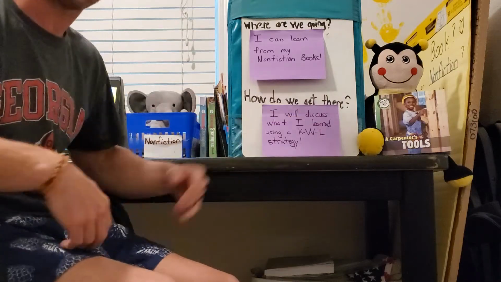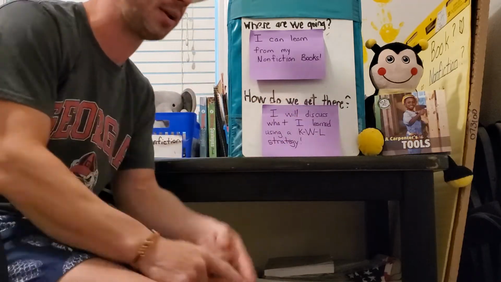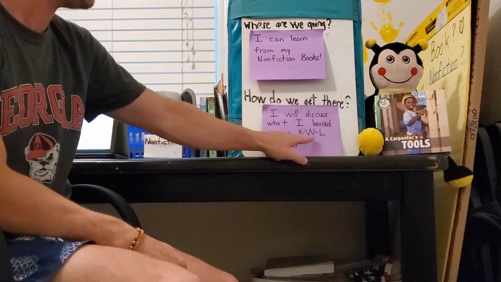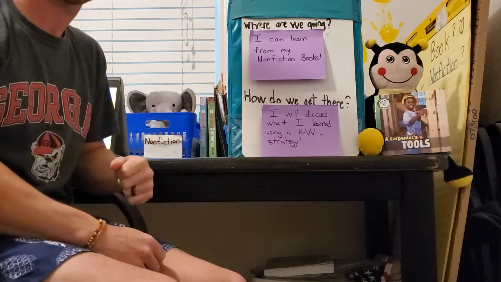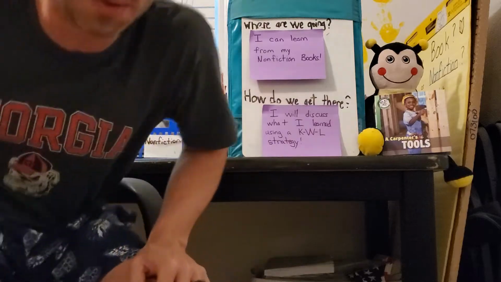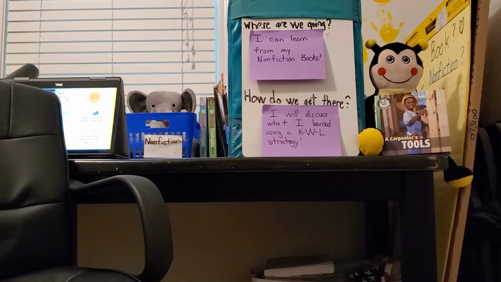I will discuss, or I will talk about, avid readers know book talk. I will discuss what I learned using a KWL strategy. Now, KWL strategy. Does that make you scratch your head and think, what is a KWL strategy? Well, let Mr. Baxter show you. A KWL strategy is when you use a chart. We are going to be reading a book today called A Carpenter's Tools. We know that this is a nonfiction book because it's got real photographs. It is going to teach us about something, and we are going to be using a KWL chart.